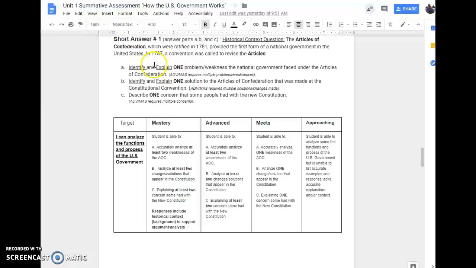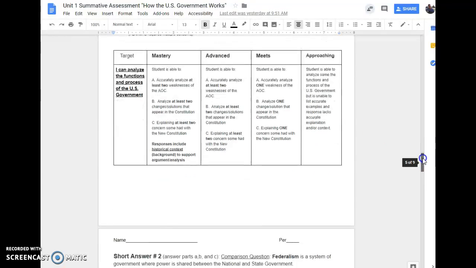Why, in the time and place that the Articles of Confederation was happening, in 1781 through 1787, were there weaknesses, and why were those weaknesses a problem for that time and place? If you want mastery, you have to be able to explain that contextual piece. Okay? And that's a pattern for all of these questions, no matter what you choose. If you want mastery, you have to explain the why. Why is it important? What's going on around the time and place to make that a particular issue or concern?